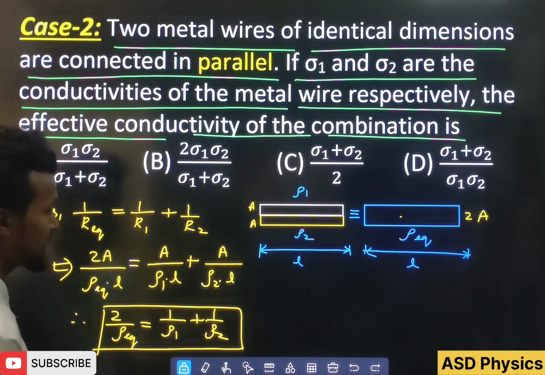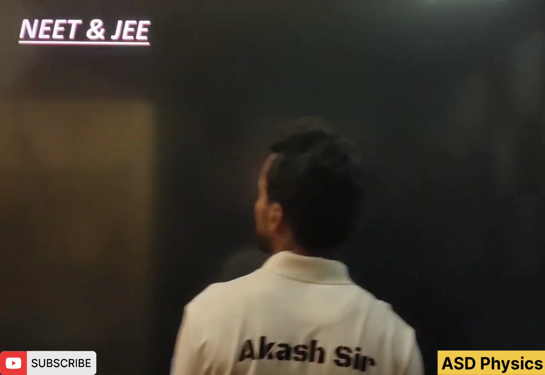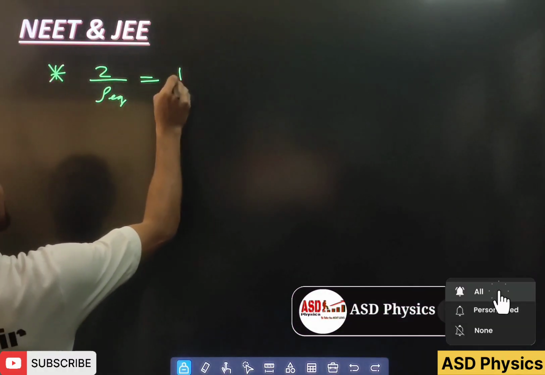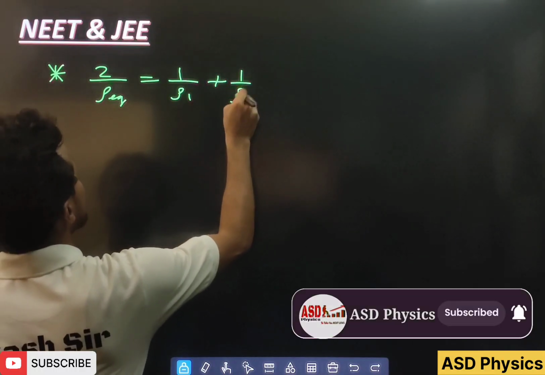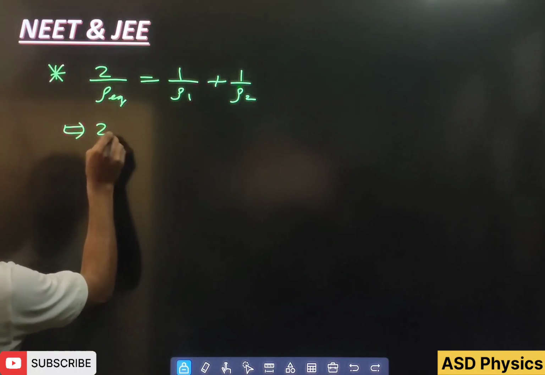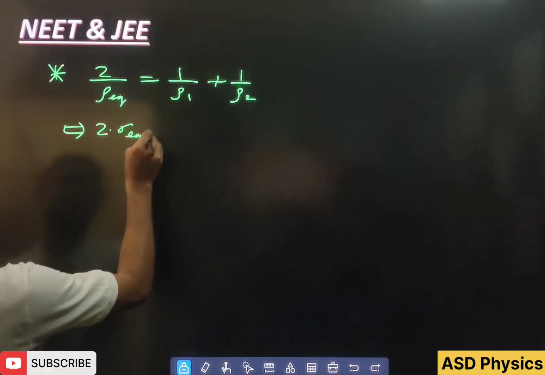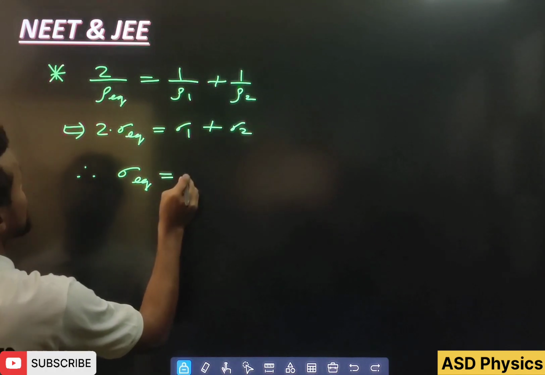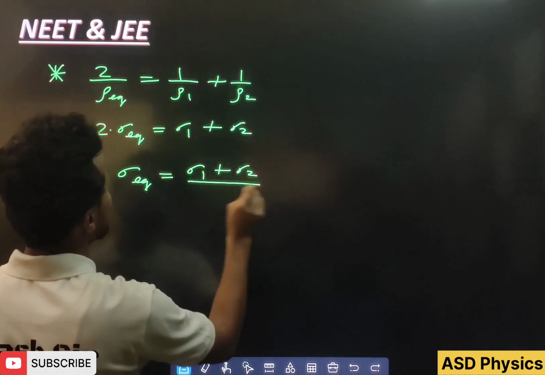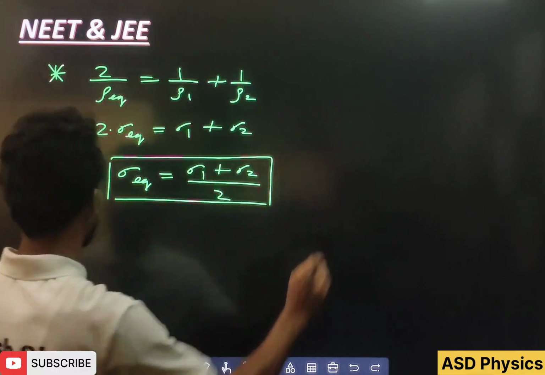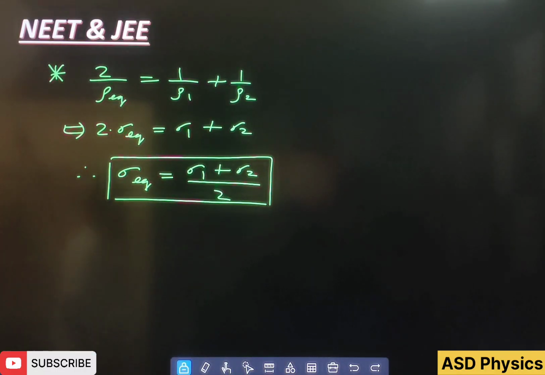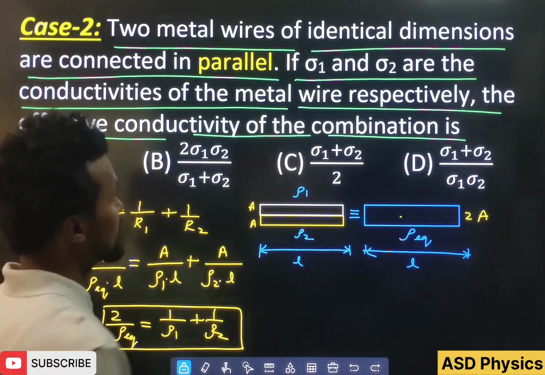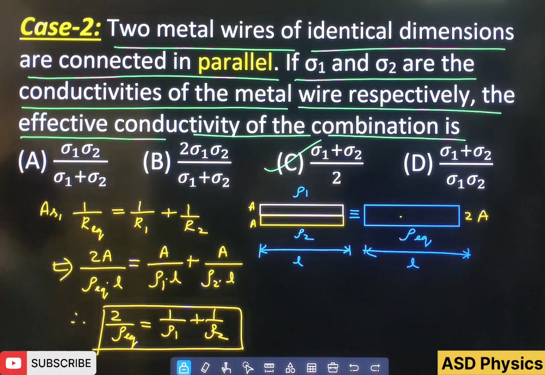Similarly, if we write in terms of the conductivity, as we know 2 by rho equivalent is equal to 1 by rho 1 plus 1 by rho 2, this becomes 2 into sigma equivalent equals sigma 1 plus sigma 2. So sigma equivalent is sigma 1 plus sigma 2 by 2. Can you see how beautifully we have done it, students? If we look at the options, the matching correct option is option C.